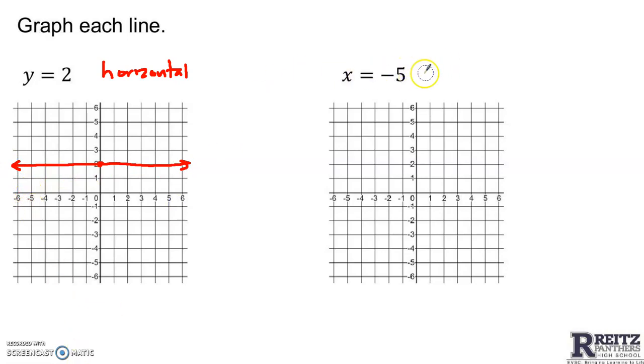The line x equals -5 is a vertical line. And it's the line through x equals -5. It's the line where every point on the graph has an x value of -5. It's all of these. So straight up and down like that. And again, they're still lines. Make sure that they go on forever with arrowheads both ways.